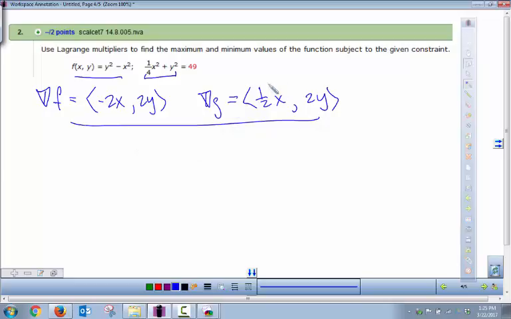The gradient of f equals lambda times the gradient of g should be in your head. If you want to write it down, go ahead and write it down. But I'm just going to go ahead and write my equation. So the x component is equal to lambda times 1/2 x. Is that right? And then 2y is equal to lambda times 2y.